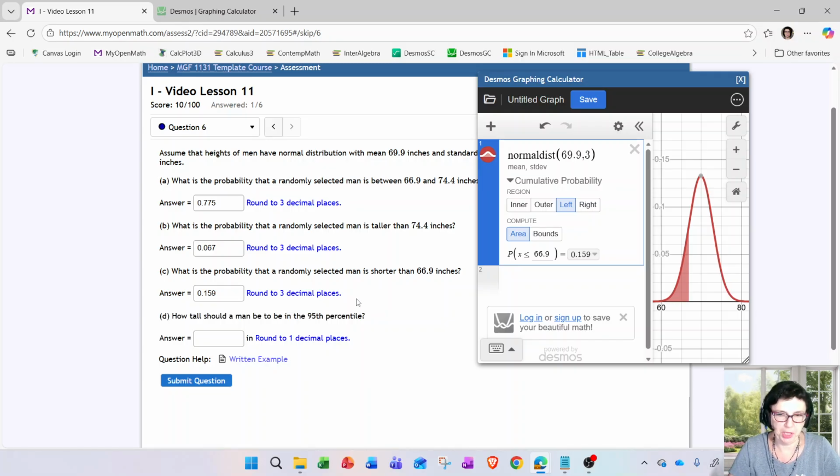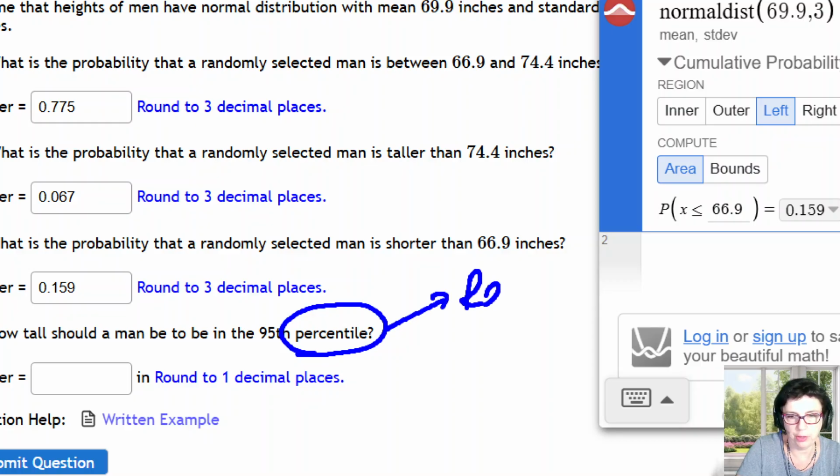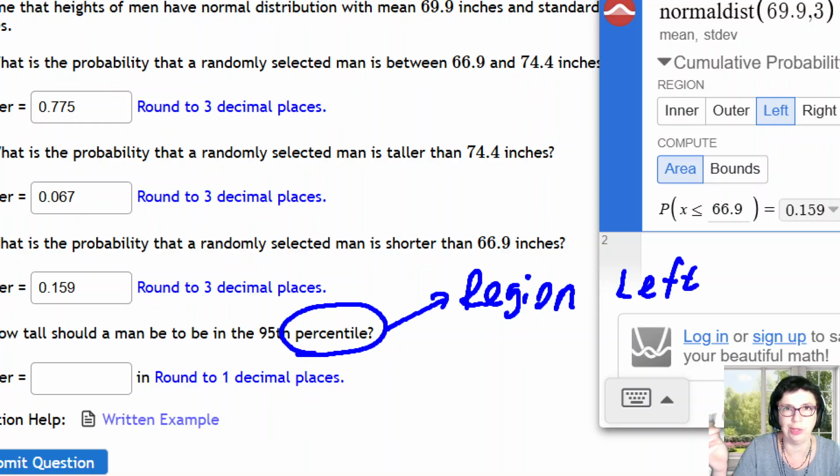Finally, we want to find the percentile. So it's very important that you guys remember or put on your note card for the test that you need to, first of all, switch your region, if needed, to left. So anytime you see the word percentile, think region left. Because the way the percentile works is this is the percent to the left of a number. And since they're asking us, what is that cutoff that would separate 95% from the 5%, right? 95% of shorter people from the 5% of the tallest.